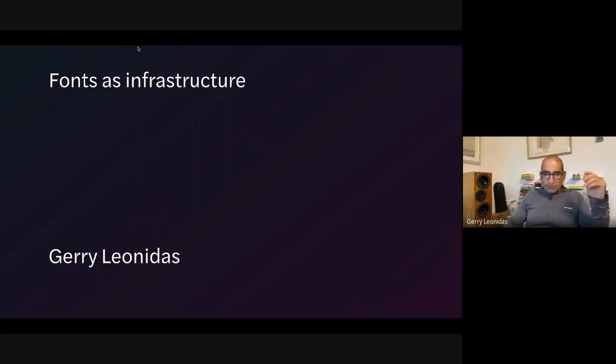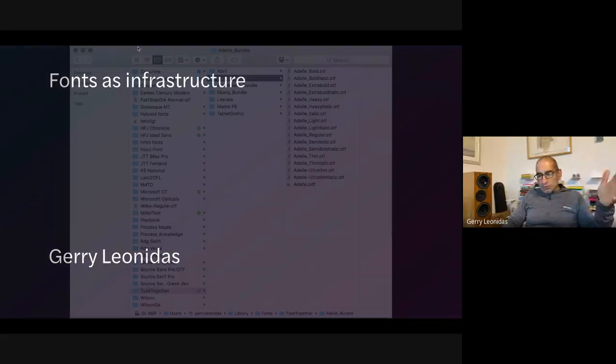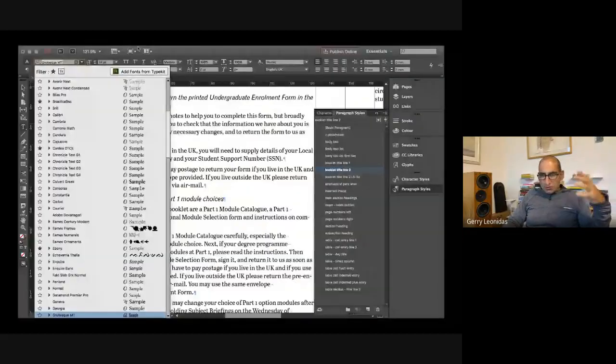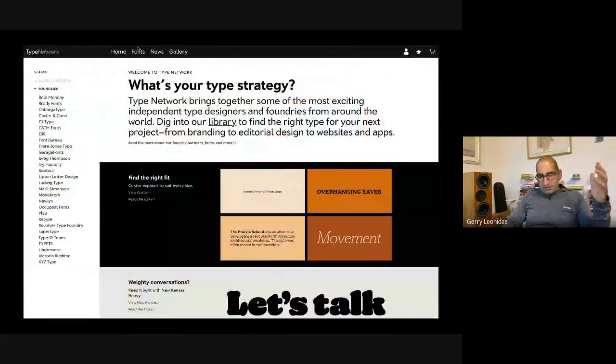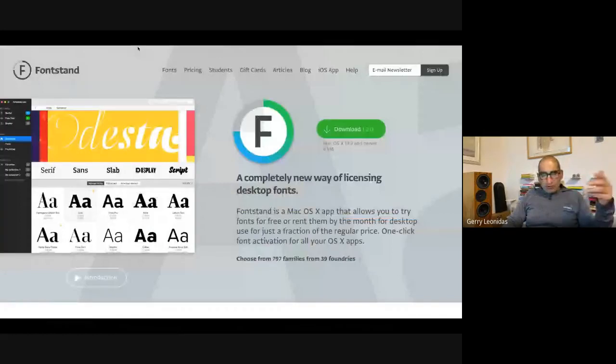It covers something that you might not know, because you will all be experiencing fonts as files in your systems or through some font menu in InDesign, and something that is served down to you from a cloud through Adobe Fonts or some subscription system like Type Network or a font rental system like FontStand, depending on the setup that you have at the school, work, or as independent designers.